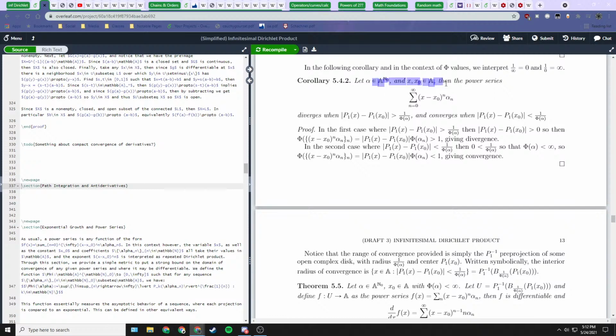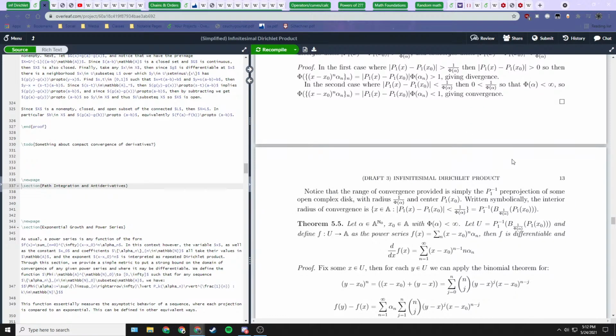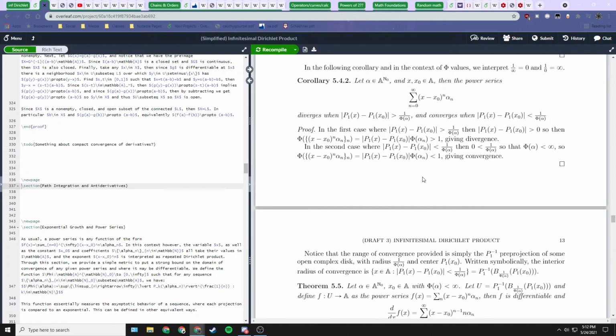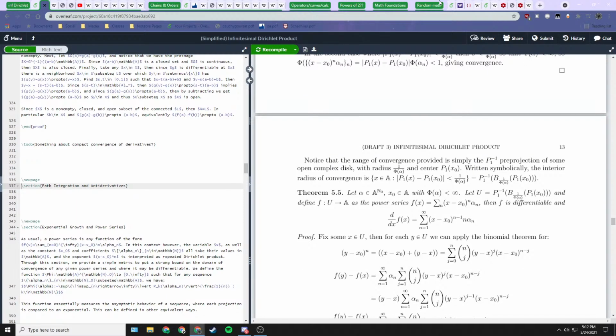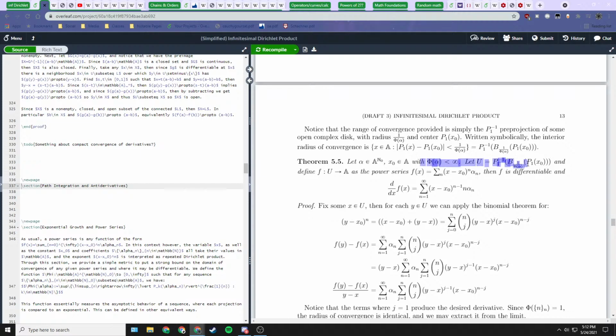So we're able to characterize the convergence of power series this way, and we found out that the convergence of the power series is just dependent on the first projection. We had proven that, in fact, the domain of the first projection is just a pre-projection of sort of a disk on the complex plane, where the radius is determined by this phi function, and the center point is just the first projection of x naught, which is this term in our power series.